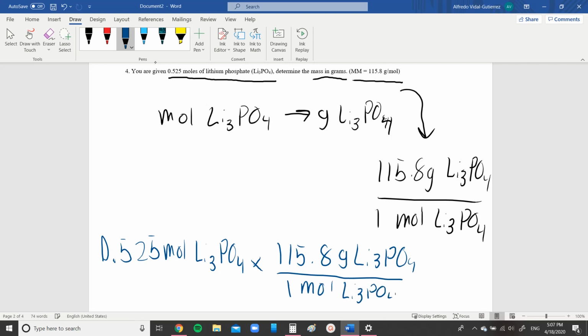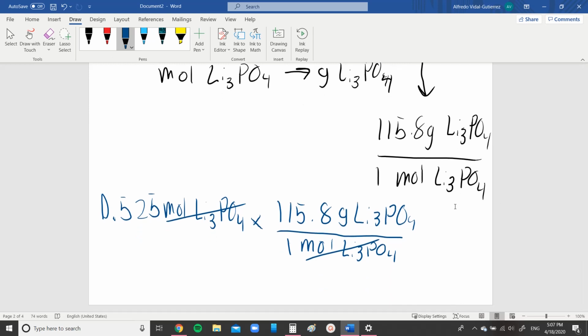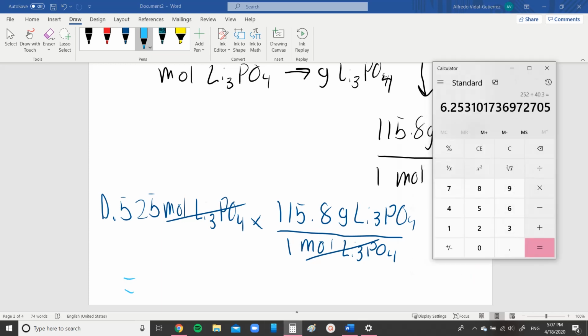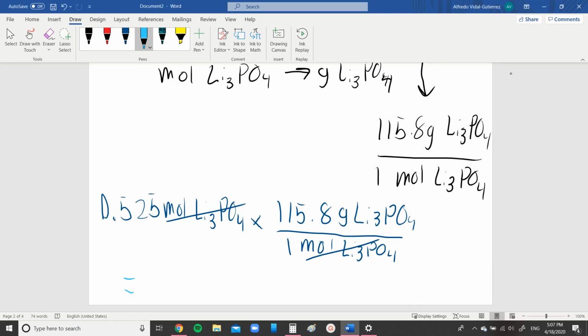And so moles of lithium phosphate and moles of lithium phosphate end up canceling out. And what you're left with is grams of lithium phosphate. The entire calculation that you're doing is going to be 0.525 times 115.8 and then divided by 1, but again, you wouldn't really include that. So you do 0.525 times 115.8 and you'd get 60.8 grams of lithium phosphate.